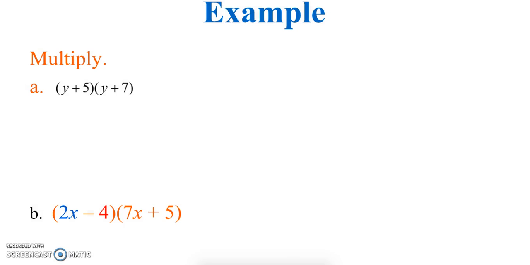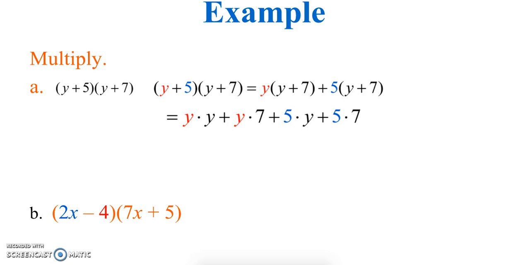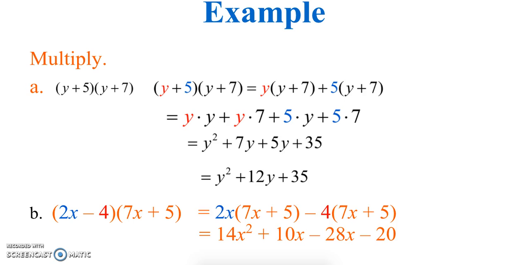When you have two binomials, you can still do distributive. So you're going to take the first term y and you're going to distribute it to each piece in the second pair, and then you're going to take your second term plus 5 and distribute it to everything in the second pair. You do your math, you put together your like terms, and then you get your final answer. Same thing for B, so you distribute both and you get your final answer once you put together your like terms.